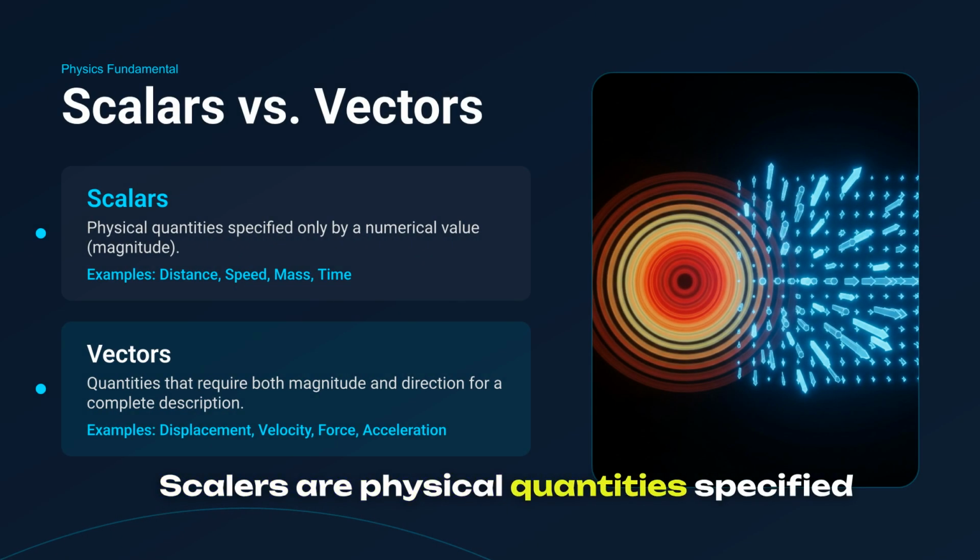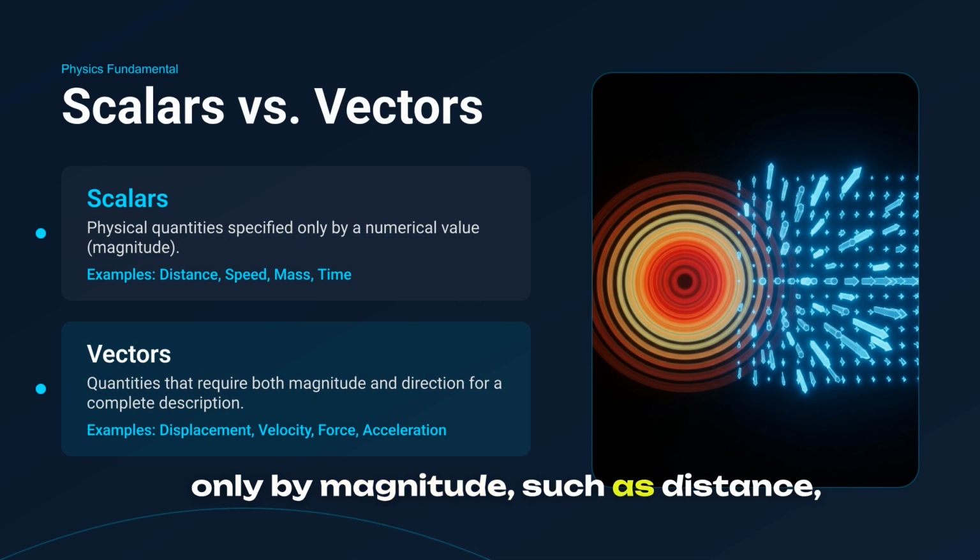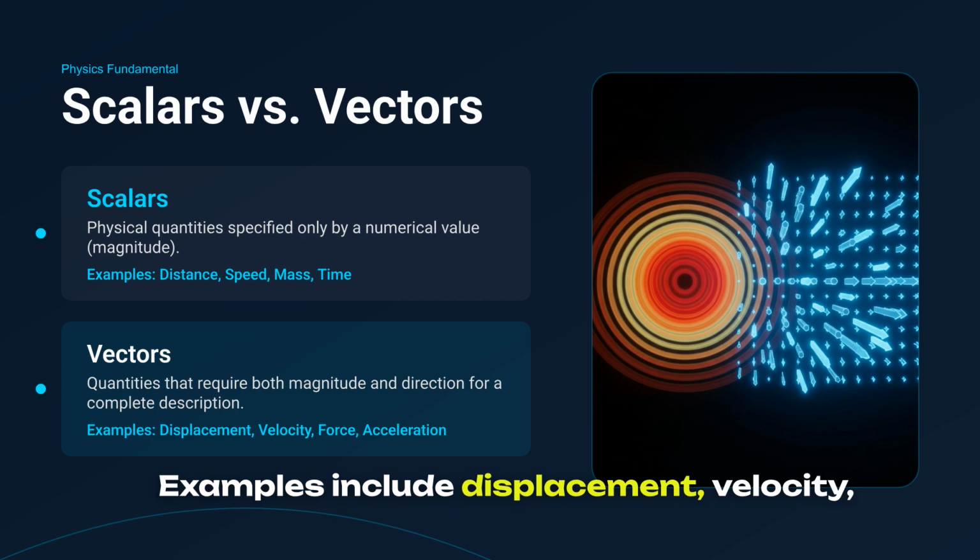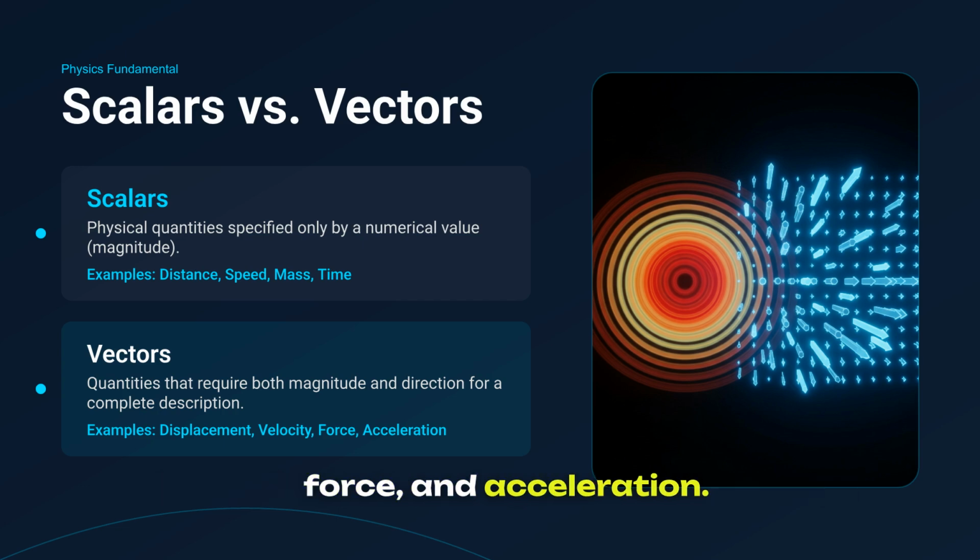Scalars are physical quantities specified only by magnitude, such as distance, speed, mass, and time. Vectors require both magnitude and direction for a complete description. Examples include displacement, velocity, force, and acceleration.